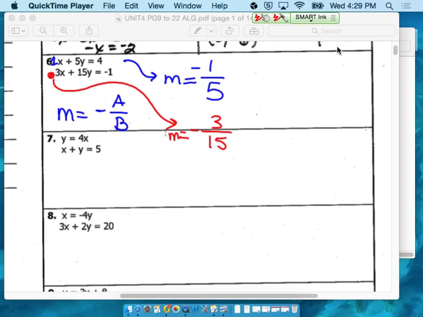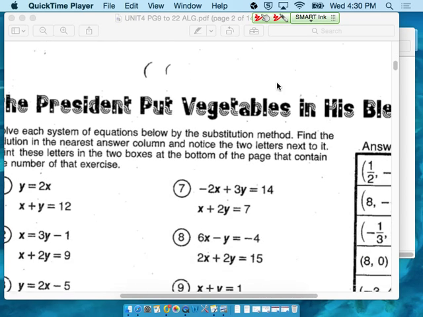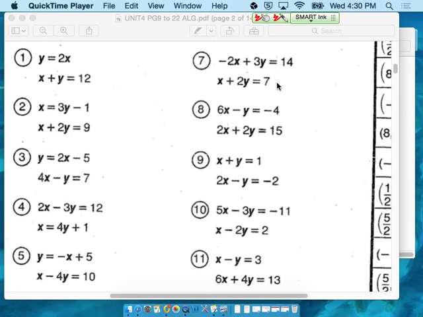So you can see that they both have the same slope. This simplifies down to negative 1 over 5. So the pair of lines have the same slope, meaning that they'll never intersect. So this system would not have a solution. So let's move on down to the pizzazz, page number 10, and let's look at a few of these together. Let's do number 7.